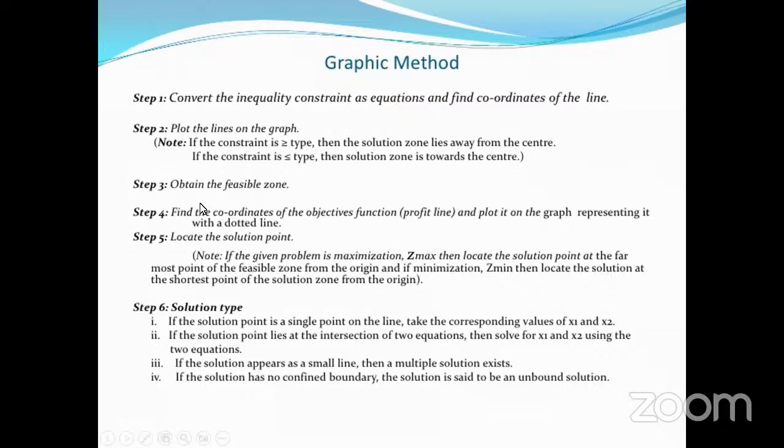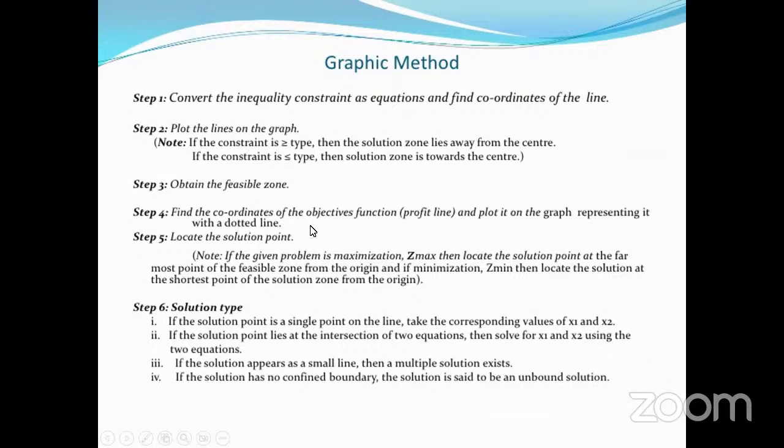Then step 3, what we need to see is we need to find out the feasible zone, means the area where we are getting a profit by satisfying all the conditions, all the constraints. That is step 3. And step 4, find the coordinates of the objective function, that is the profit line, and plot it on the graph representing it with dotted lines.